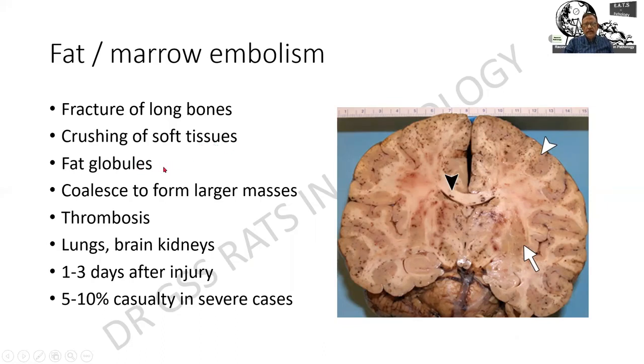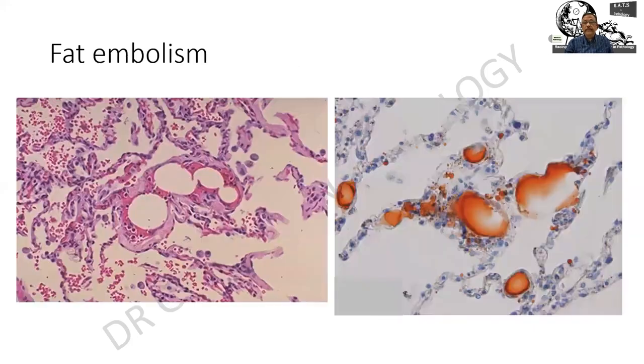Initially, it is in the form of small fat globules, but they can coalesce. Coalesce means joining together to form larger masses, which will cause occlusion. They can also combine with the elements of blood to form a thrombus. The common organs which are affected are the lungs, brain, and the kidneys. In the brain, all the small red areas are all areas of hemorrhage which are due to the fat embolism. Normally, the manifestations occur after a few days, but in some cases, there will be a severe casualty.